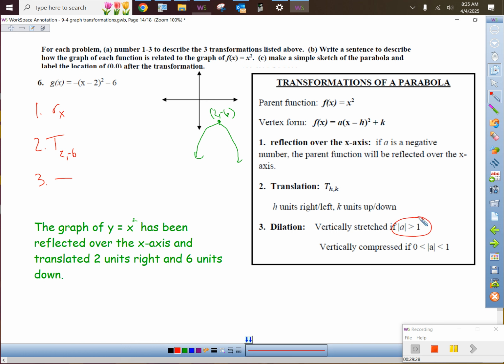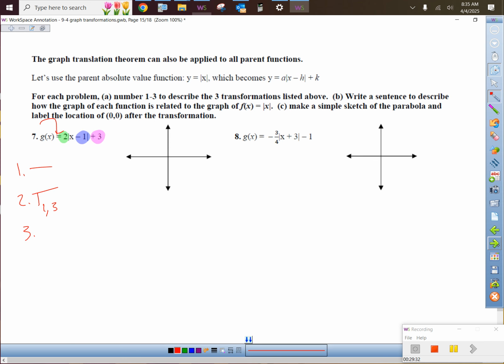Is 2 bigger than 1? So that has been vertically stretched times 2. Which means what? Fatter or skinnier? Skinnier, but he's not a parabola. He's a V, right? He's a V. So let's talk again. He's going to open up, right? Let's move the vertex to 1, 3.